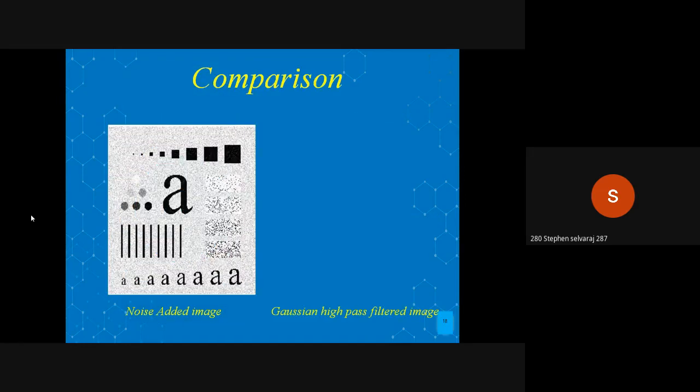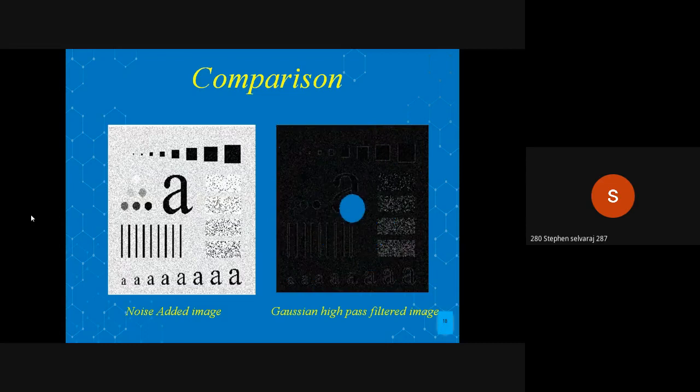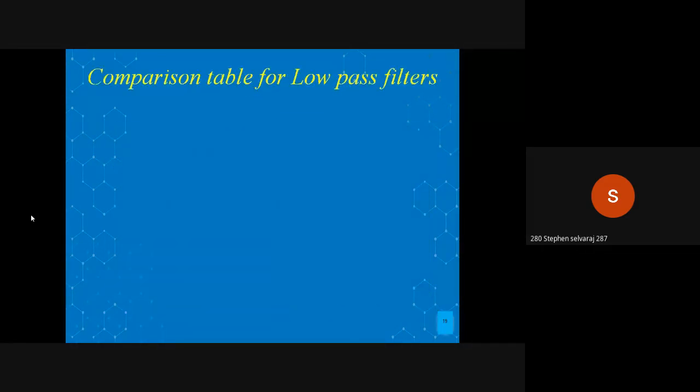In this comparison, we can see that all the high frequency details such as outlines have been exactly passed through, and we can see it in the right-hand side Gaussian high pass filtered image, which proves that the filtering was successful.